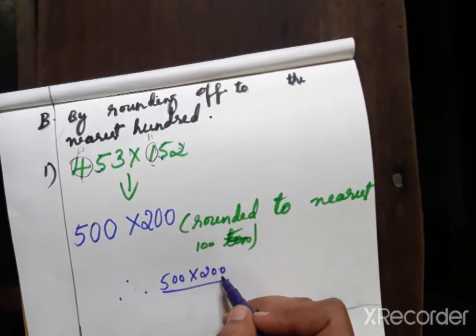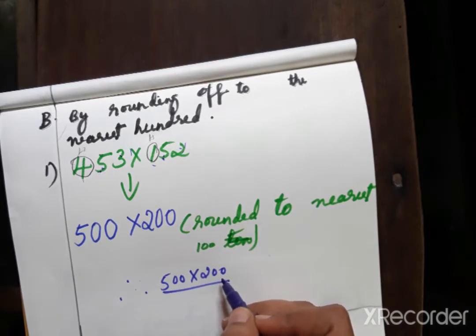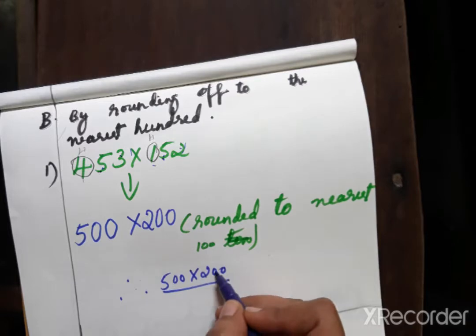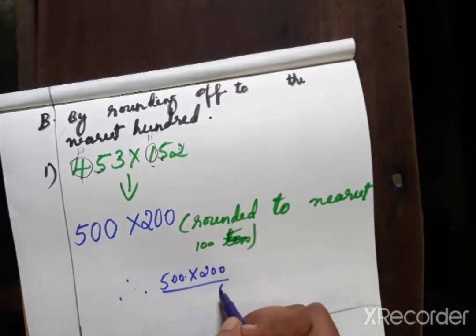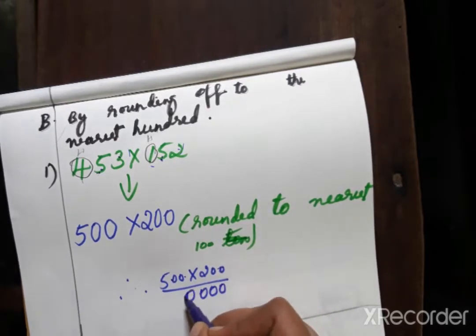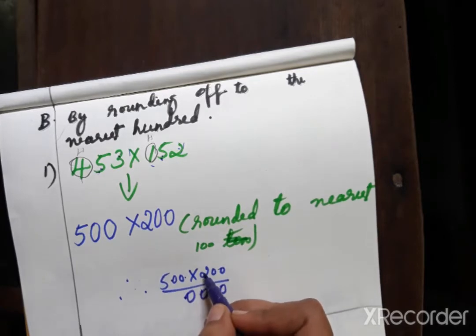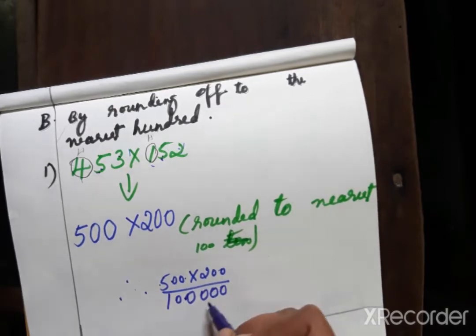When the last digits are in 0 form, we can multiply directly. Just count the zeros. How many zeros? 1, 2, 3, 4 zeros. Write 1, 2, 3, 4 zeros. Then multiply the remaining numbers. 2 fives are 10. Answer is 1 lakh.